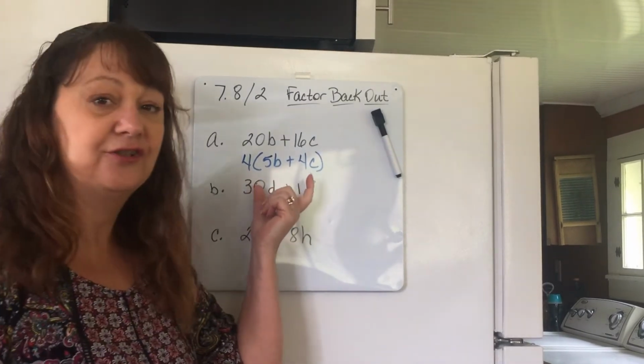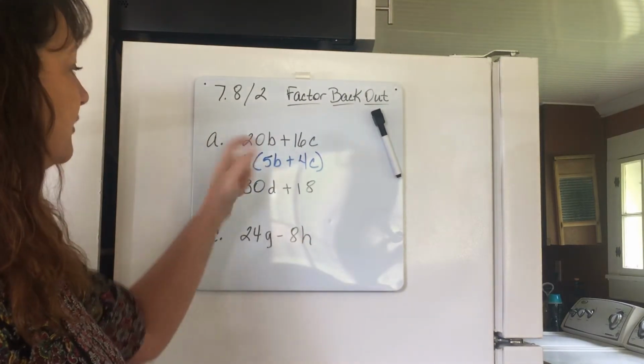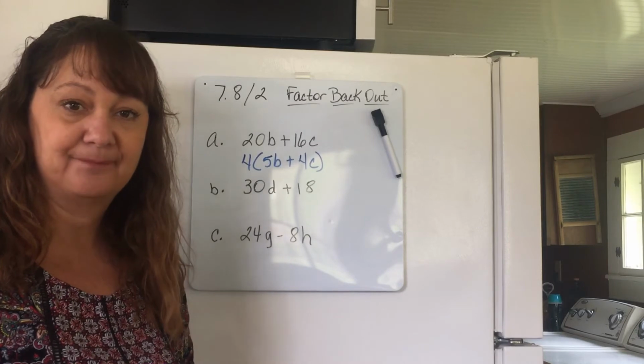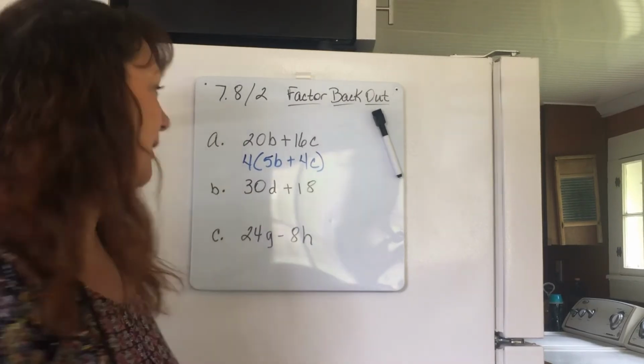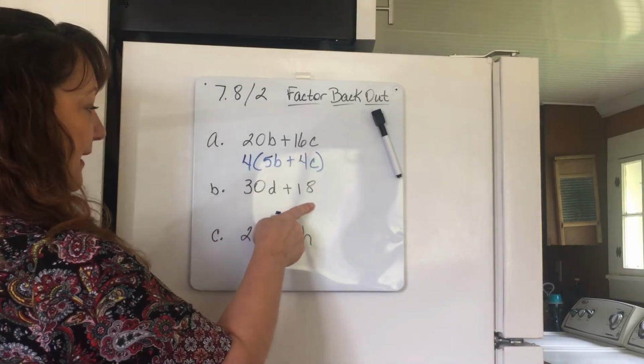Now, if you want to make sure you did this right, you can use distributive property, multiply it back, and you should end up with your original expression. Okay? Let's try another one. What if I had 30d plus 18?